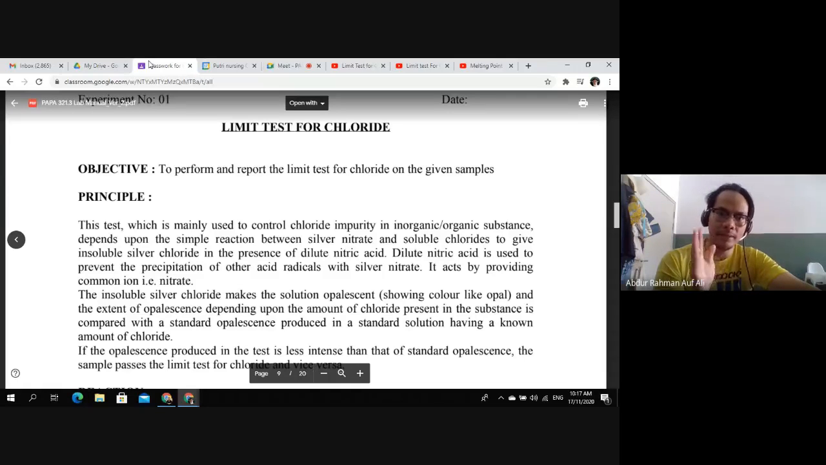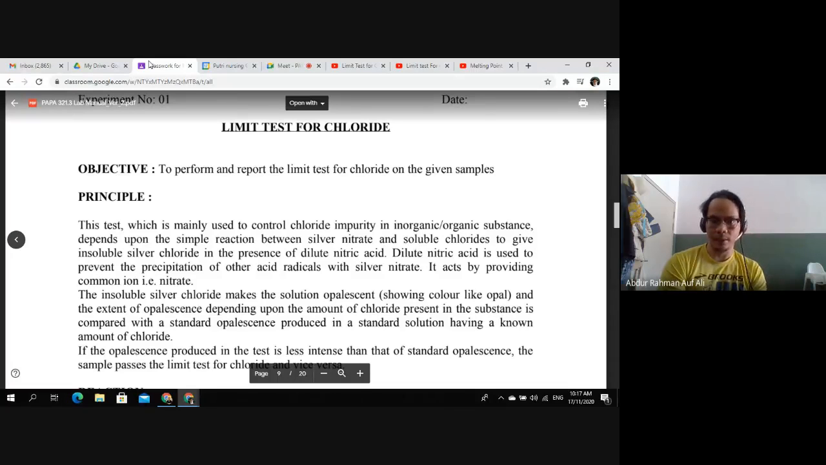Okay, so these are the same principles, the purpose is the same, limit test for chloride. Maksudnya chloride ni tak boleh lebih than certain amount. Okay, so one of the ways of doing that adalah kita buat this qualitative test. Kita tengok dia punya appearance. Okay, so the objective is to perform and report the limit test for chloride on the given samples. So principle, this test which is mainly used to control chloride impurity.